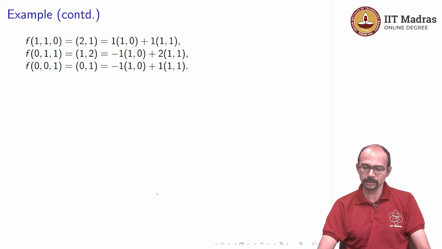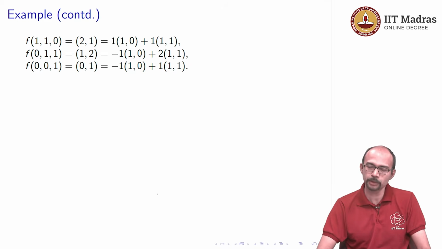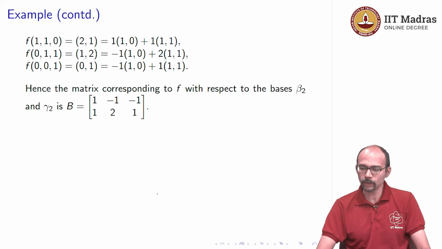And for the last one, you have f of (0, 0, 1), which is (0 plus 0, 0 plus 1), which is (0, 1), which is minus 1 times (1, 0) plus 1 times (1, 1). So, if you look at the corresponding matrix, the first column is going to come from the first equation's coefficients, the second column from the coefficients of the second equation, and the third column from the coefficients of the third equation. So, it will look like (1, 1), (minus 1, 2) and (minus 1, 1).